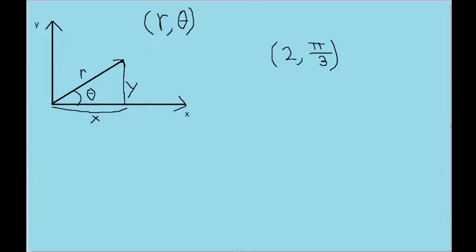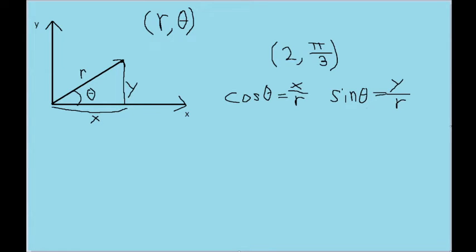This is essentially a right triangle in which the length r is our hypotenuse. So we can take the cosine function. Remember, cosine of an angle is equal to adjacent over hypotenuse. So in this case, the adjacent is x, and the hypotenuse is r. And similarly with the sine function, sine of theta is opposite over hypotenuse. So the side opposite to theta is y. So it's y over r.